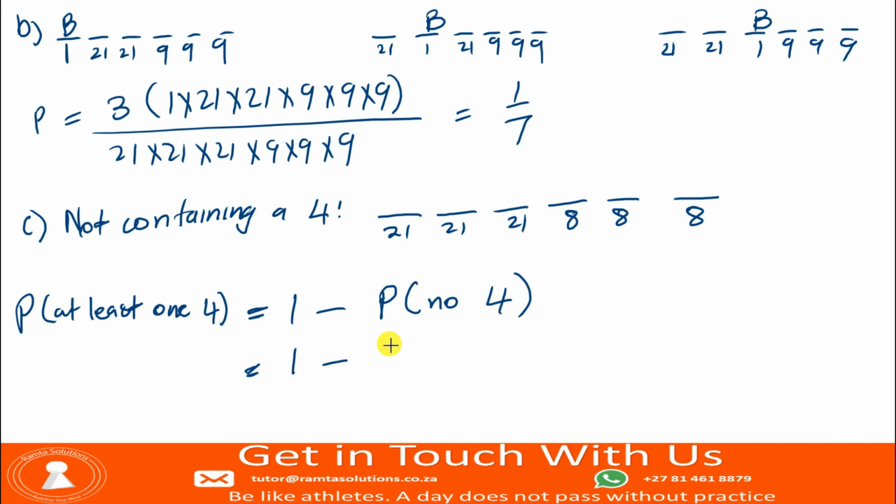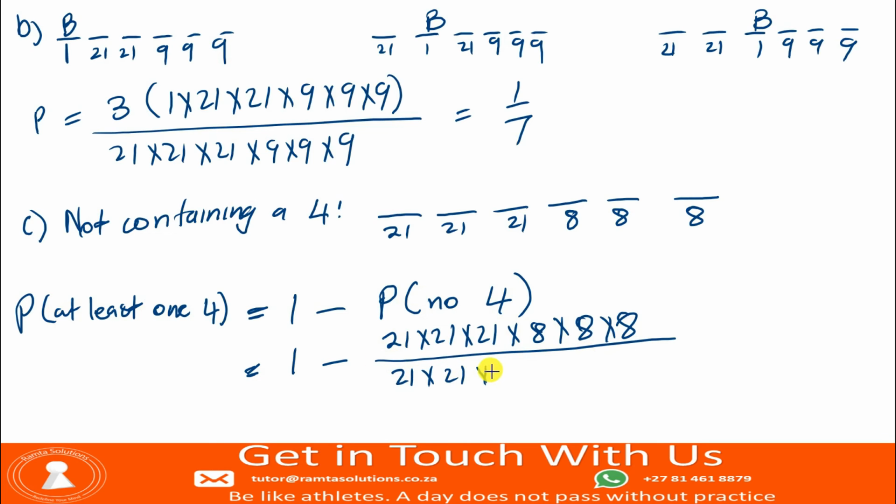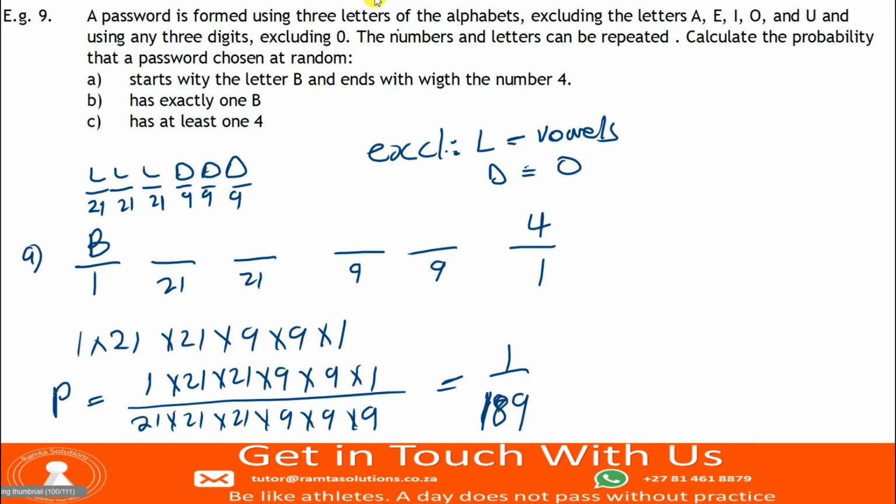What is it? It's 1 minus 21 times 21 times 21 times 8 times 8 times 8, all over 21 times 21 times 21 times 9 times 9 times 9. Now, to those that are asking why I had said 8, the condition was that they do not contain 0. So digits obviously will be 0 to 9, and that will make it 10 digits. But if they don't include 0, they will now be 9.